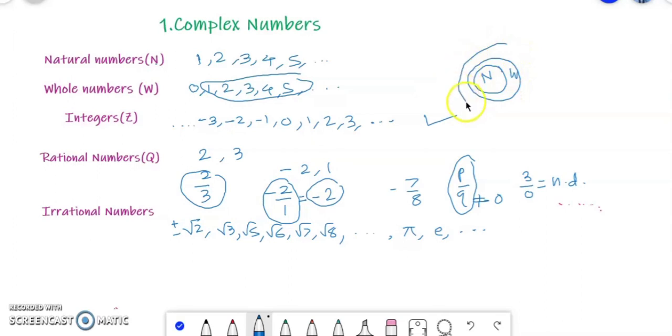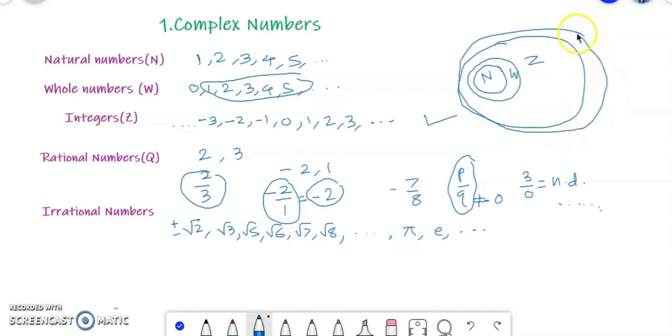Then we have another bigger set. It is Z, which is the set of integers. Then every integer is a rational number. So that's the rational number set Q. Q is the set of all the rational numbers, and it contains Z, W, and N.